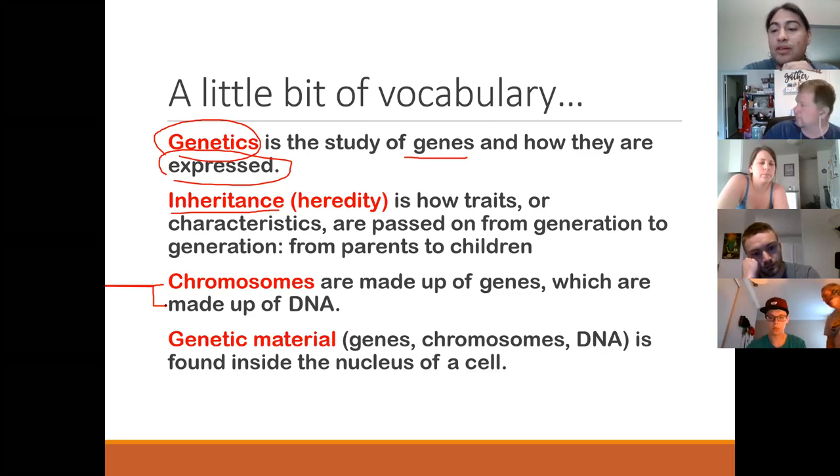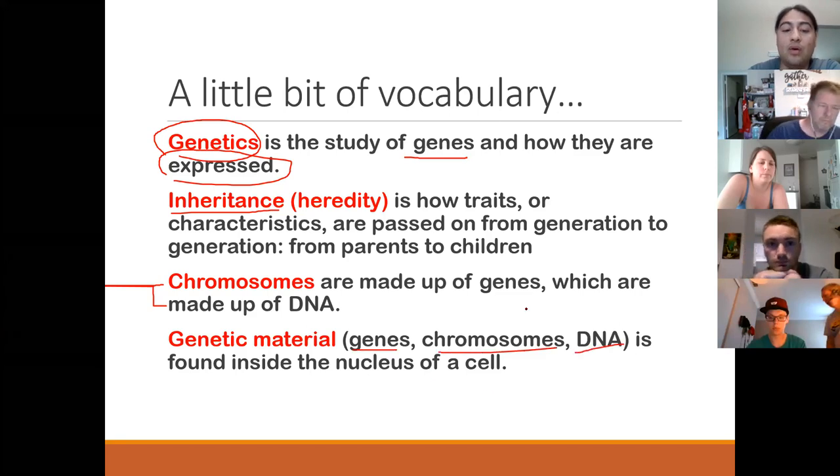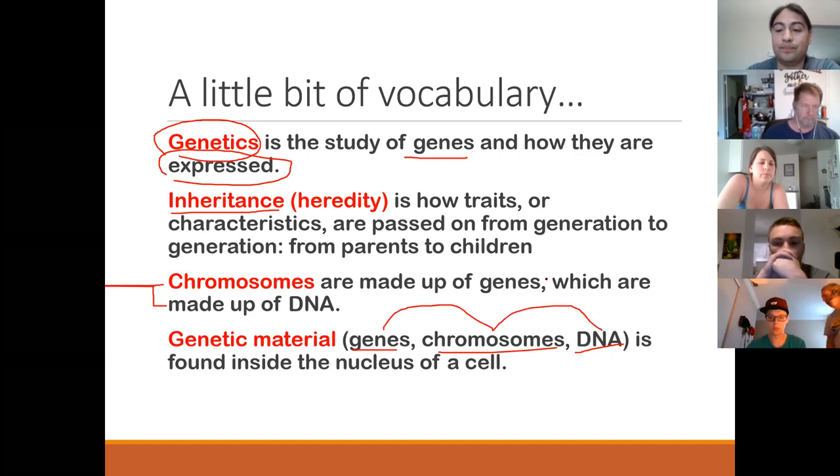And then genetic material. With genetic material, we are talking in general about genes and chromosomes, so DNA or RNA, that is usually found inside the nucleus of a cell in eukaryotic cells. These words are very important because later I'm going to be talking about genetics and inheritance. So when I select the genetic material, I'm talking about either of these, all right?